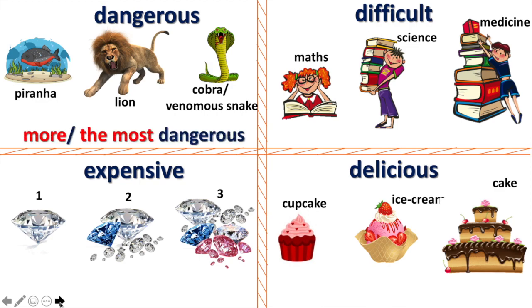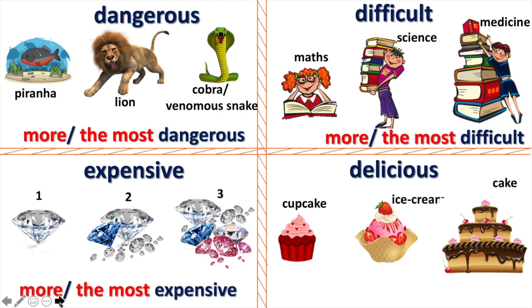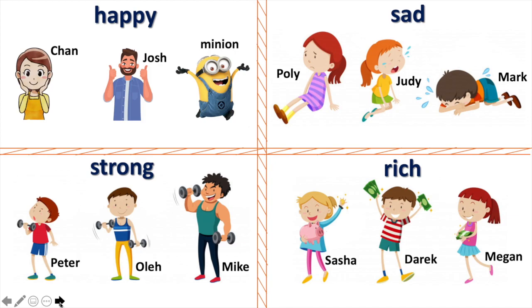Dangerous becomes more dangerous because it's a long adjective, so more dangerous for comparative, the most dangerous for superlative. Difficult becomes more difficult for comparative, the most difficult for superlative. Expensive becomes more expensive for comparative, the most expensive for superlative. Delicious becomes more delicious for comparative, the most delicious for superlative.